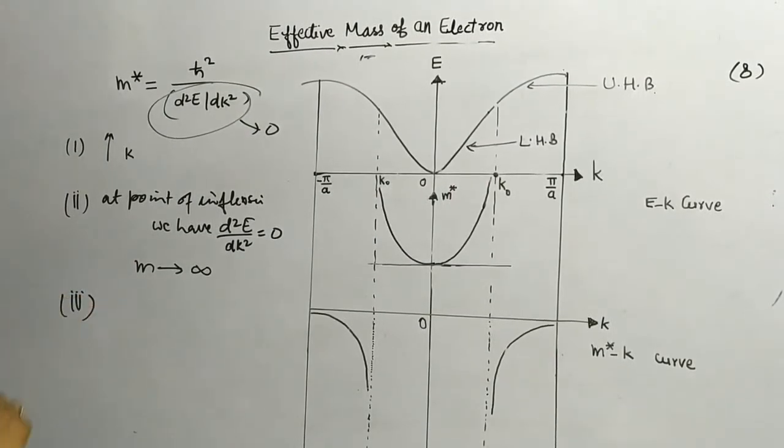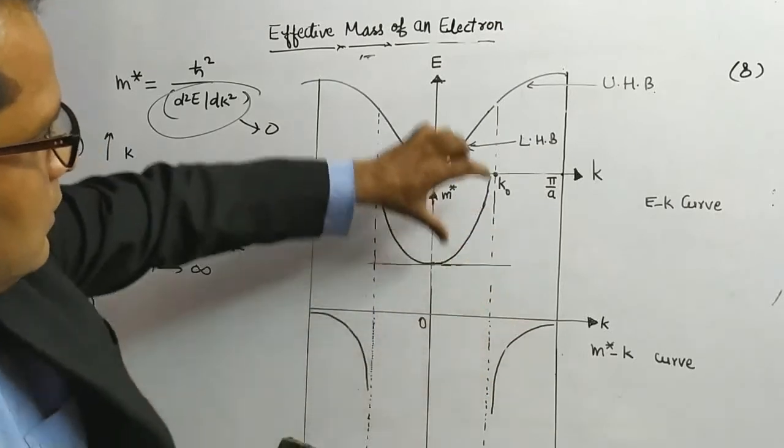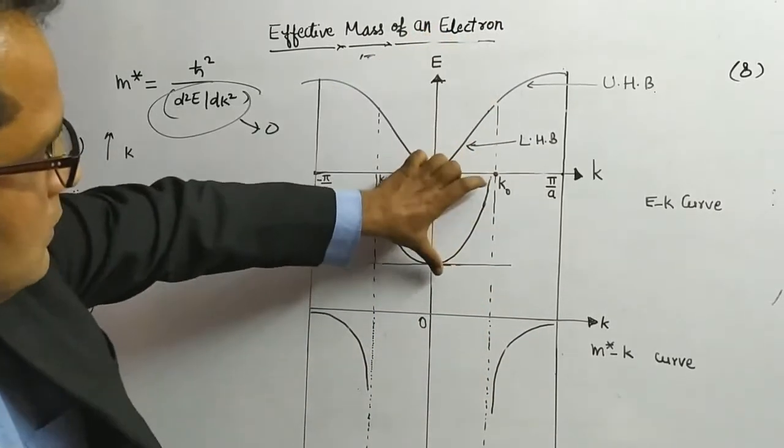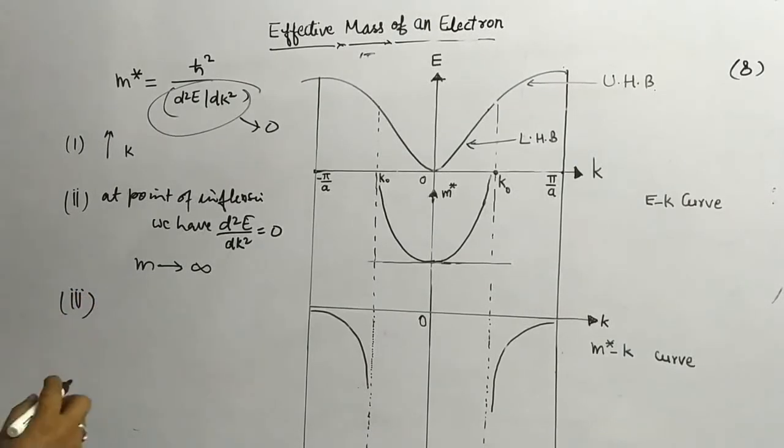Third one is, in the upper half band, the effective mass is negative. In the lower half band, the effective mass is positive. So this is the third point.